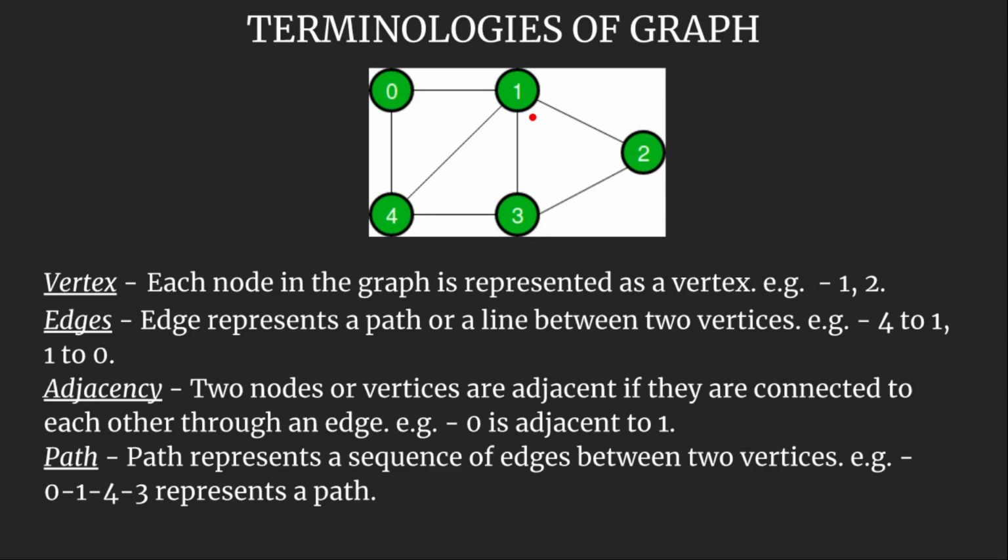Lastly comes path. A path represents a sequence of edges between two vertices. If we say the path from vertex 0 to vertex 3, we can have 0 to 1, then 4, then 3. So this is a path which consists of a sequence of edges: 0 to 1, one edge, then 1 to 4, another edge, and lastly 4 to 3, another edge.